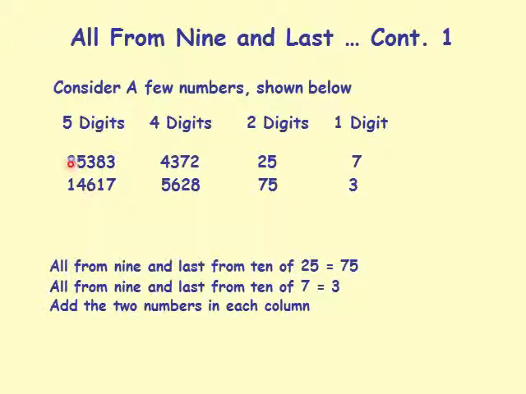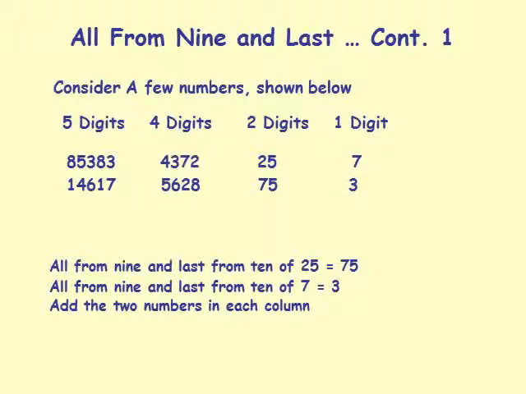We just applied all from 9 and last from 10 to all these four example numbers we had, and we got those. For those who are mathematically inclined, these two numbers are tens complement of each other, and these two numbers are tens complement of each other, and these two numbers are tens complement of each other.